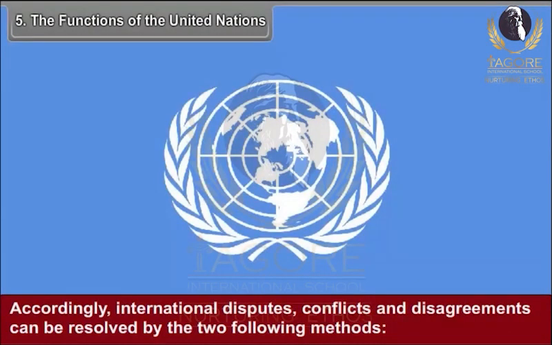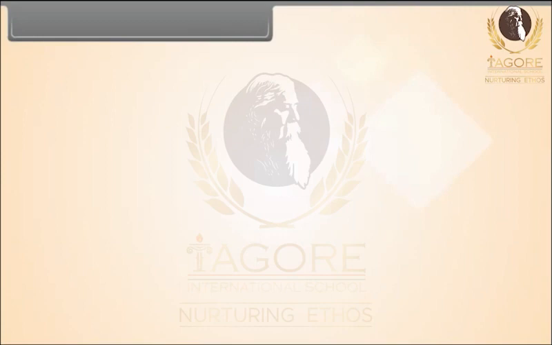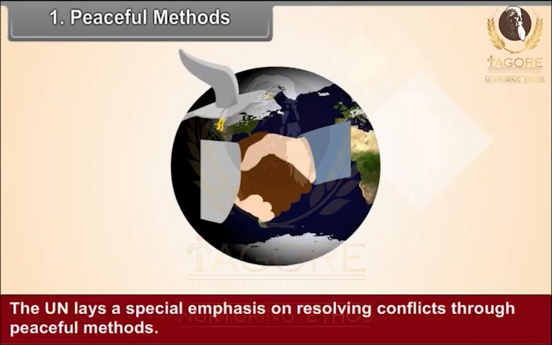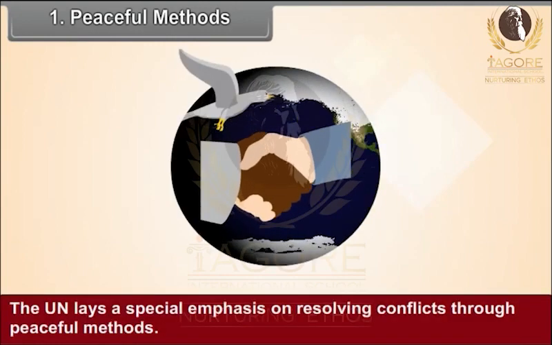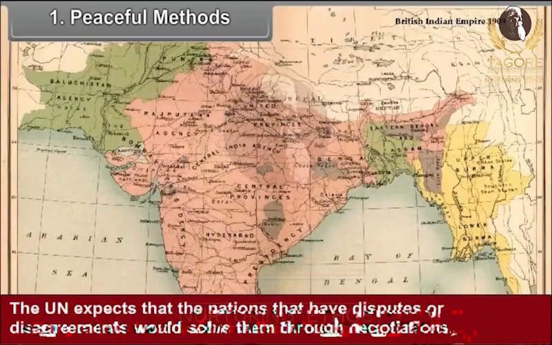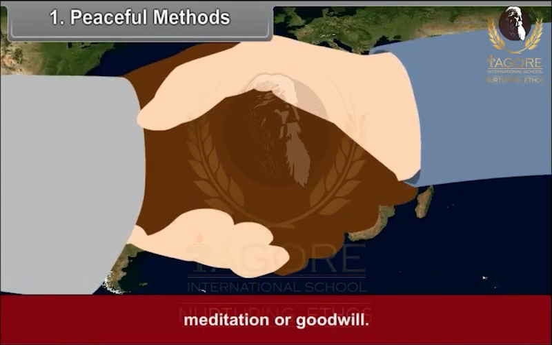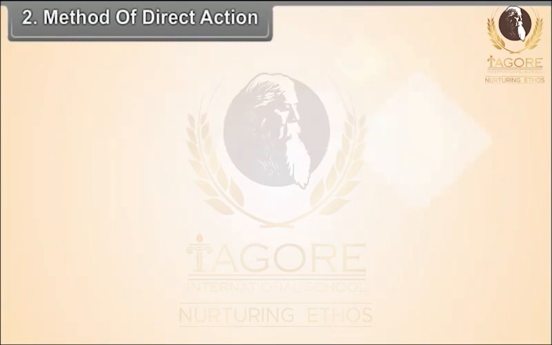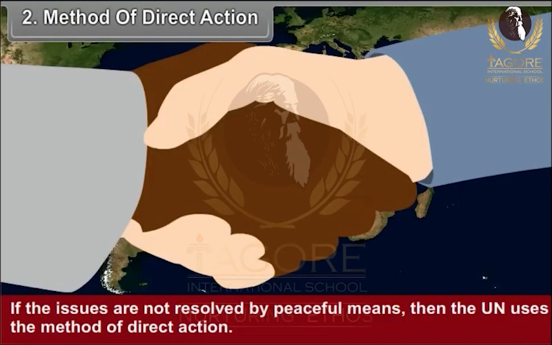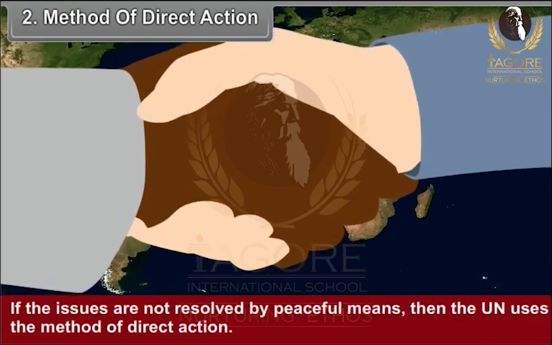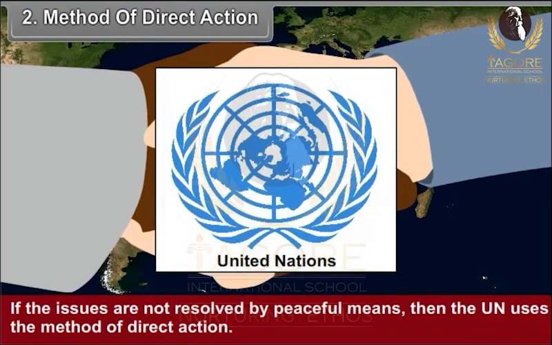Accordingly, international disputes, conflicts and disagreements can be resolved by the two following methods. 1. Peaceful methods. The UN lays a special emphasis on resolving conflicts through peaceful methods. The UN expects that the nations that have disputes or disagreements would solve them through negotiations, mediation, or goodwill. 2. Method of direct action. If the issues are not resolved by peaceful means, then the UN uses the method of direct action.